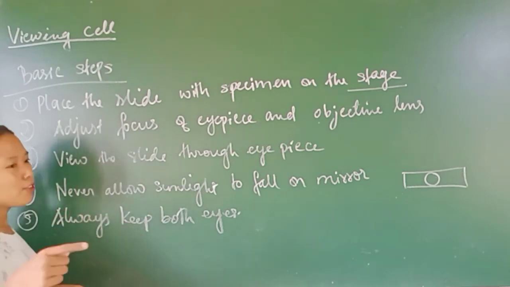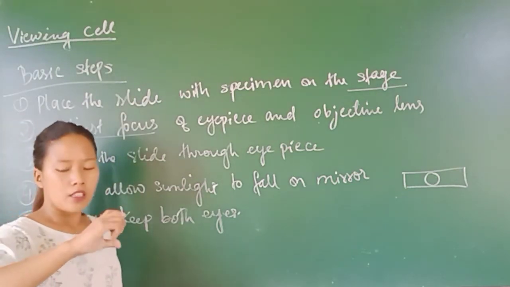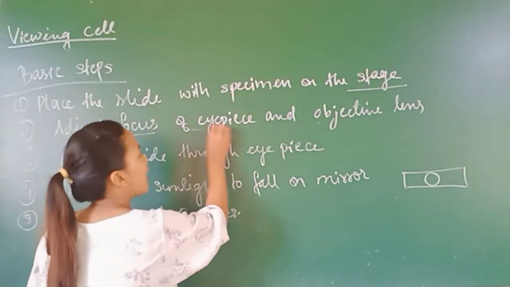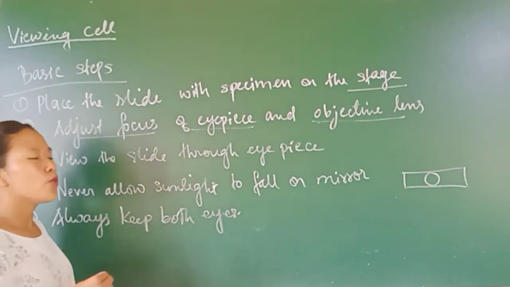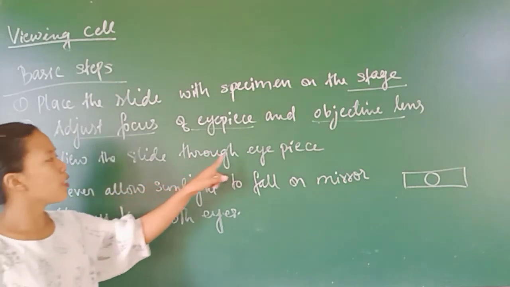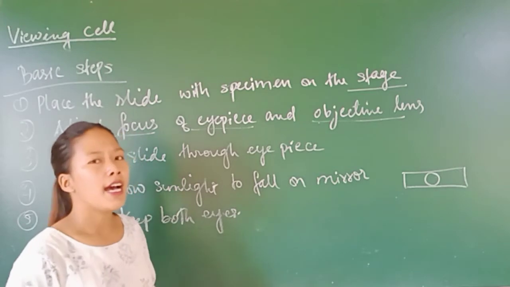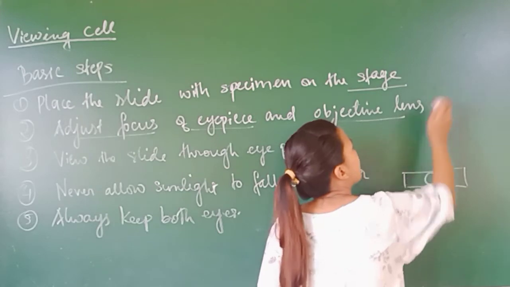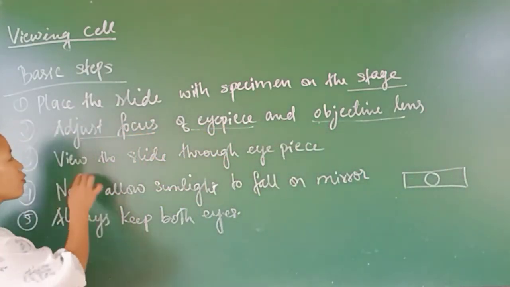After placing that, you have to adjust the focus. There will be a place where you have to adjust the focus of both the eyepiece and the lens. When you adjust this focus, you will have a clear view. The third one is view the slide through the eyepiece. How? Through the eyepiece, which is on the top. At the top there will be something called the eyepiece, and through it we have to view the slide.